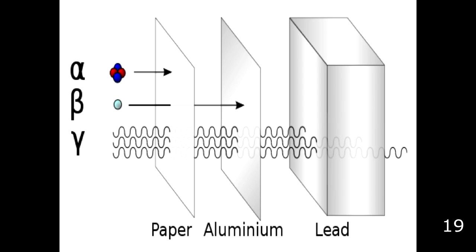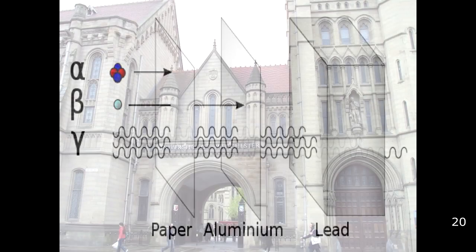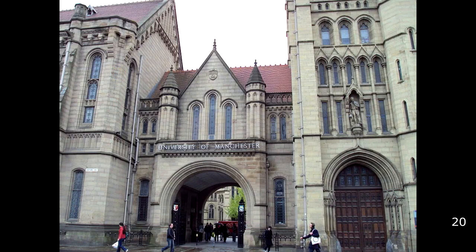In fact, it was discovered later that even thick paper could completely stop alpha particles if the paper was thick enough. And as shown in this diagram, beta particles can also be completely stopped by aluminum if the aluminum is thick enough. But the gamma rays go right through aluminum and can only be stopped by heavy metals such as lead.